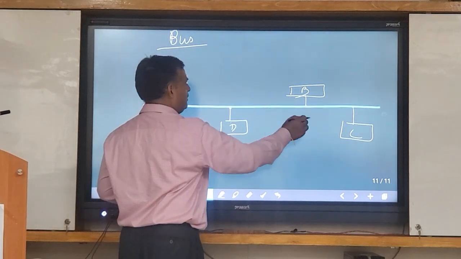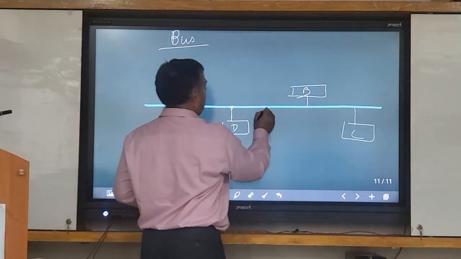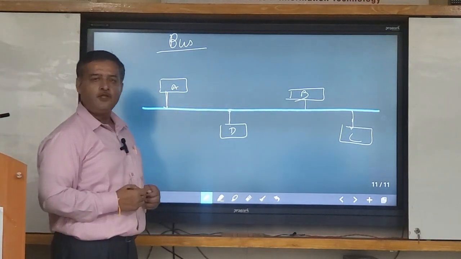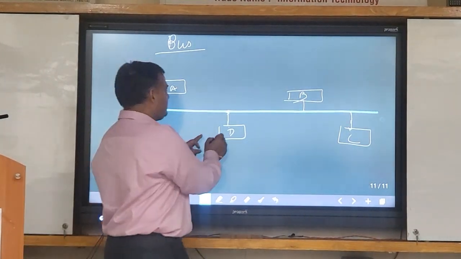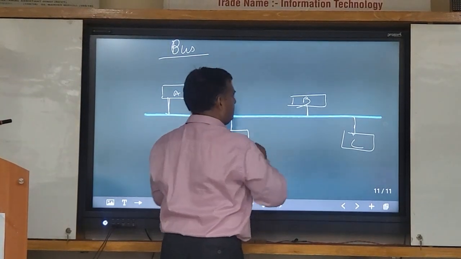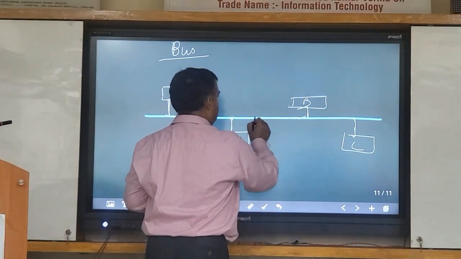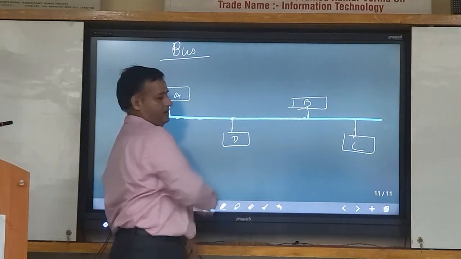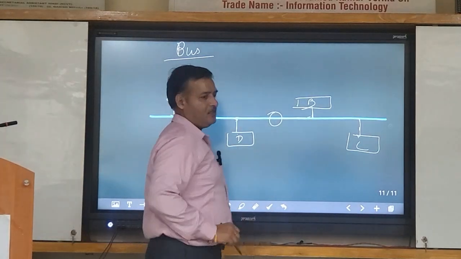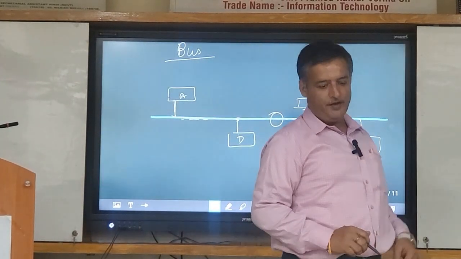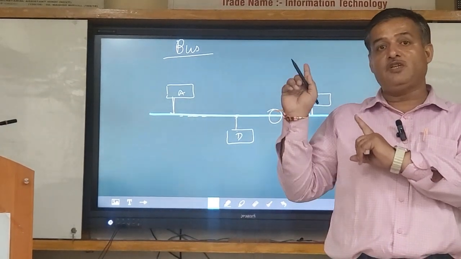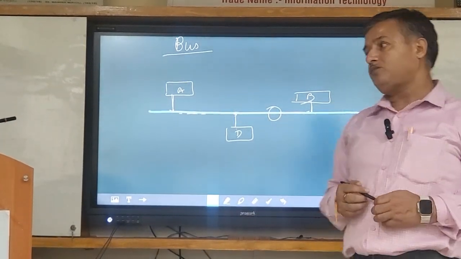Again, D wants to send the signal to C, so D will again use this path and can signal to C. Same thing. But when D was sending the signal to B, at that particular time, suppose B is also sending the signal to A. Suppose that. So what will happen? At a certain juncture, at some point, the data will again collide. It was the same situation as in the ring topology.